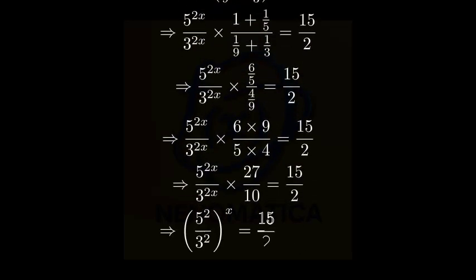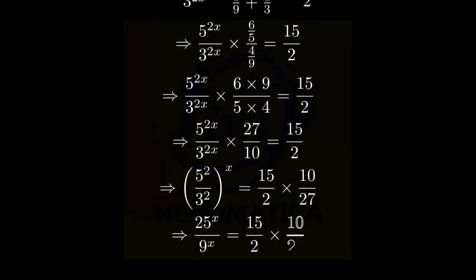Let's clean up our exponential part. We can rewrite 5 to the power of 2x over 3 to the power of 2x as the quantity 5 squared over 3 squared, all raised to the power of x. 5 squared equals 25, and 3 squared equals 9. So we now have 25 over 9, all raised to the power of x.